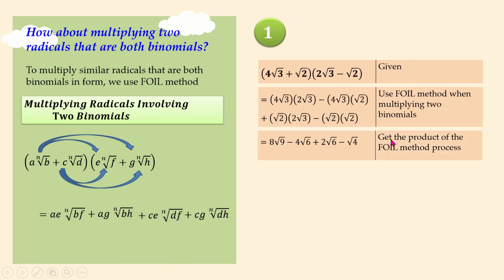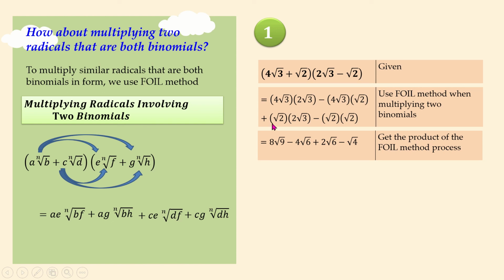So we go back and get the product of the FOIL method process. First, 4 square root of 3 times 2 square root of 3. The numbers outside: 4 times 2 is 8. The numbers inside: 3 times 3 is 9. Next, minus 4 square root of 3 times square root of 2. The number outside the square root of 2 is 1, so 4 times 1 is 4. Inside, 3 times 2 is 6.